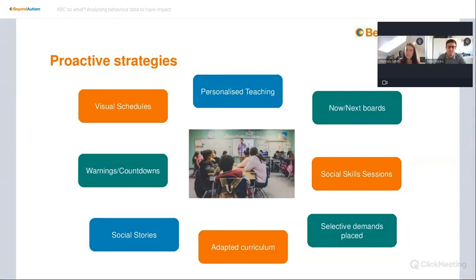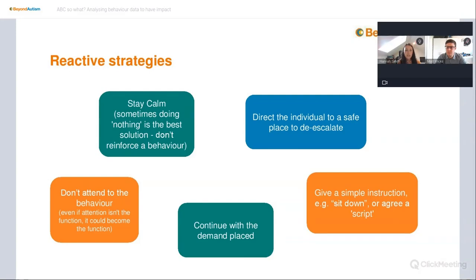So things like personalised teaching, use of now and next boards, social skills sessions, selective demands placed. So being aware of the demand level that's correct for that young person, using adapted curriculums, social stories, warnings or countdowns, and visual schedules. And some reactive strategies would be strategies we want to have less of a focus on.